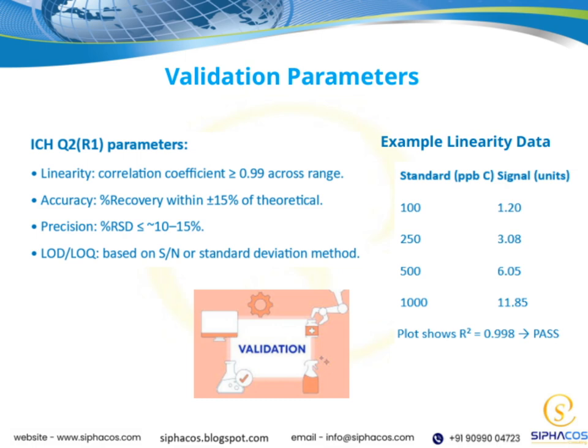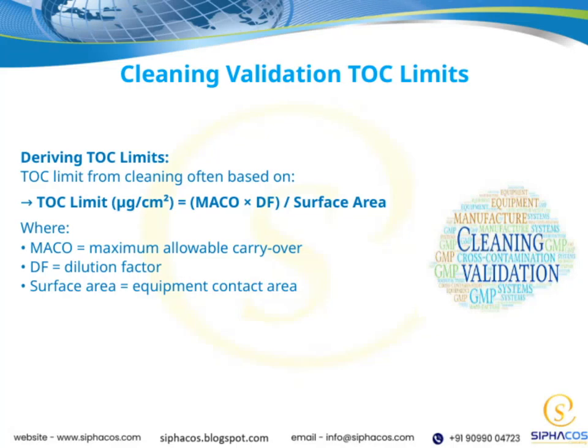Now, let's take a closer look at how we derive TOC limits during cleaning validation. The key idea here is that the TOC limit from cleaning is often based on a simple but important formula. Essentially, we calculate the TOC limit in micrograms per square centimeter by multiplying the maximum allowable carryover, or MACO, by the dilution factor, and then dividing that product by the surface area of the equipment contact surface. The MACO, or maximum allowable carryover, represents the highest amount of residue that we consider safe to leave behind without impacting product quality or safety.